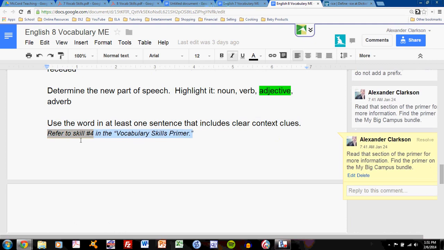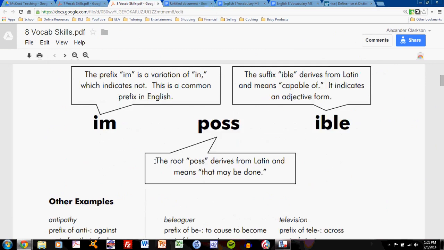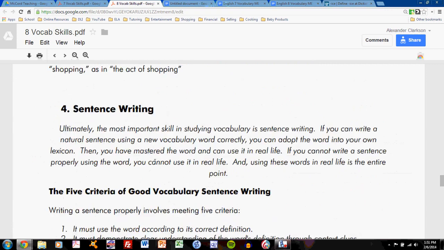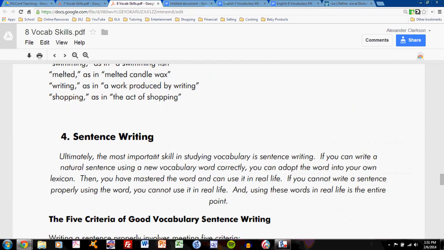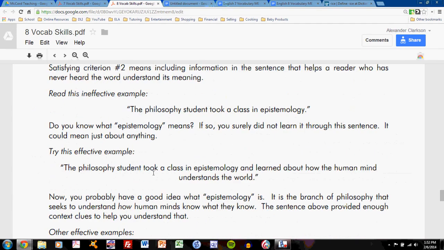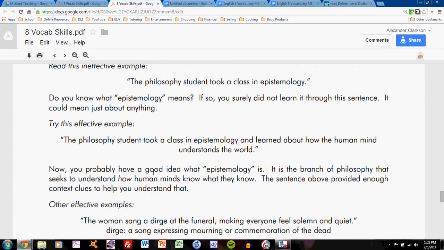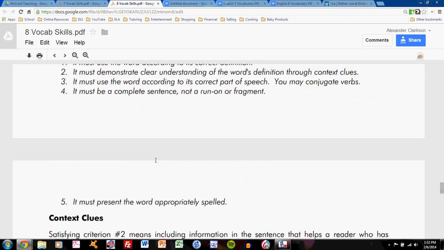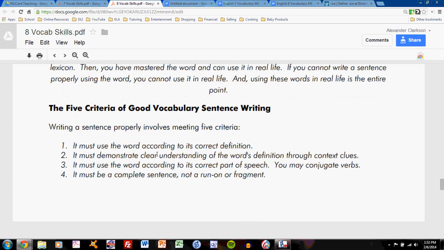Refer to skill number 4 in the vocabulary skills primer. That refers to this section. In the bottom of the vocabulary skills primer, you will see skill 4, sentence writing. This section of the primer gives clear detail with examples and analysis of how to write these sentences effectively and to earn full points. This is the same for both English 7 and English 8. I will not go into detail on each one of these steps because I expect that you will read this document on your own. This tutorial will merely show an example in action.